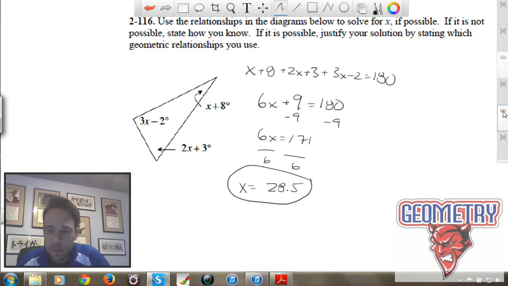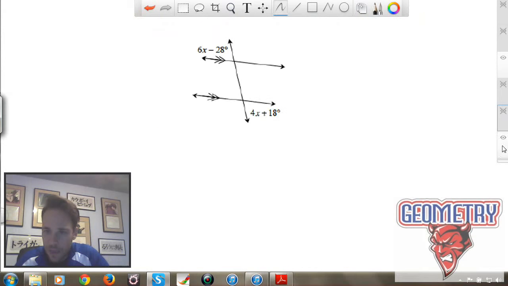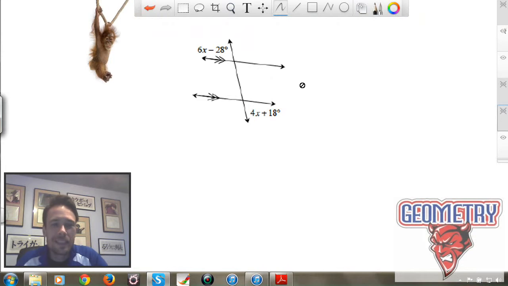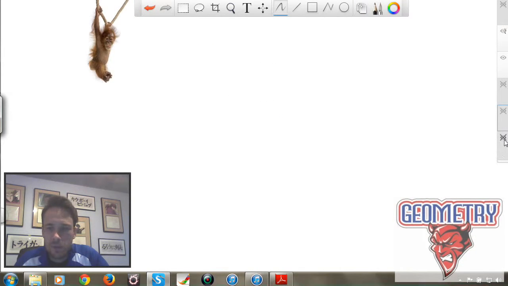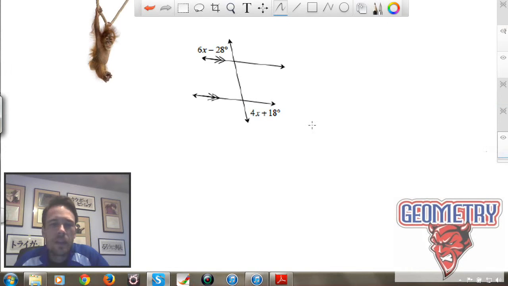That one was using the idea that there's 180 degrees in a triangle, so we took the three angles, added them up, set them equal to 180, and then solved for x. The second one here, we have two angles, and we need to form a relationship between those angles so we can set up an equation between those two expressions in order to solve for x.